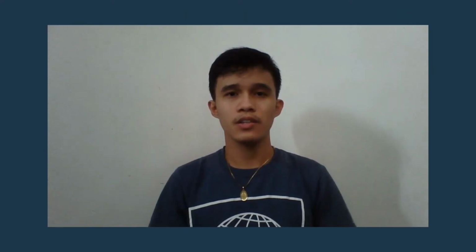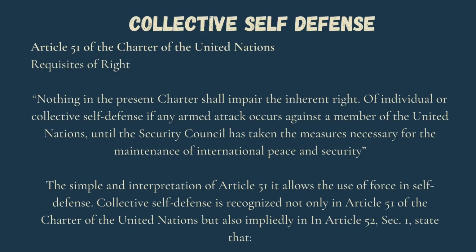So next one is collective self-defense. Article 51 states that nothing in the present Charter shall impair the inherent right of individual or collective self-defense if an armed attack occurs against a member of the United Nations until the Security Council has taken the measures necessary for the maintenance of international peace and security. The simple interpretation of Article 51 is that it allows the use of force in self-defense.